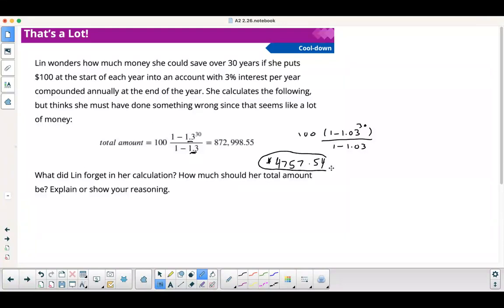So again, I always like to compare it to how much she actually invested. She invested $100 per year for 30, not 300 years, 30 years. So she actually only invested 3,000 and looks like she made 1757.54 in interest. That's interest, and this is invested. Okay, so looks like she didn't make as much money as the last problem, but then again, her rate was much lower.